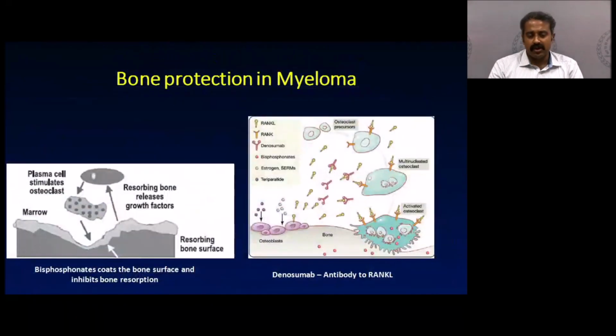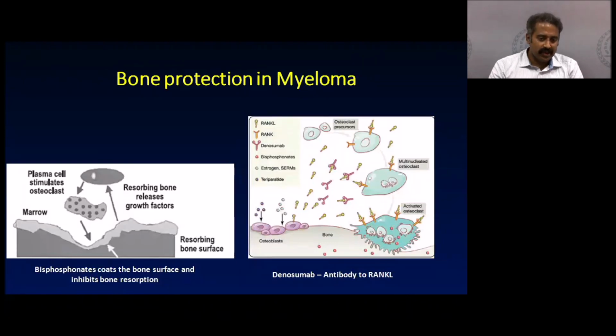Now this slide sort of summarizes the mechanism of action of bone protection in myeloma. The conventional one which is used is the bisphosphonates. The most common one that is used is zoledronic acid. So what happens is the bisphosphonate coats the bone surface and prevents the osteoclast from eroding the bone.